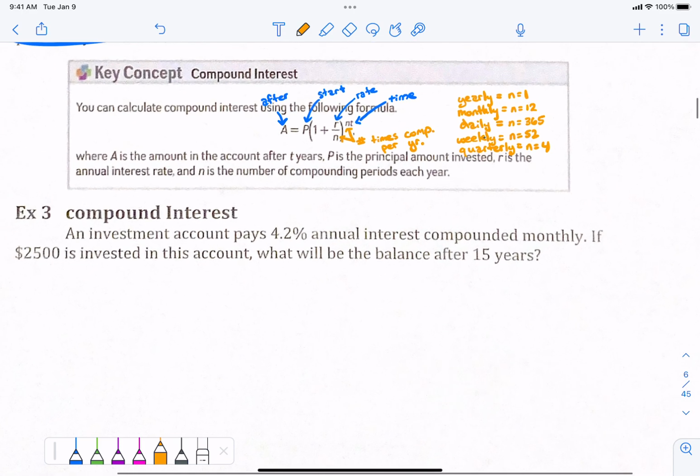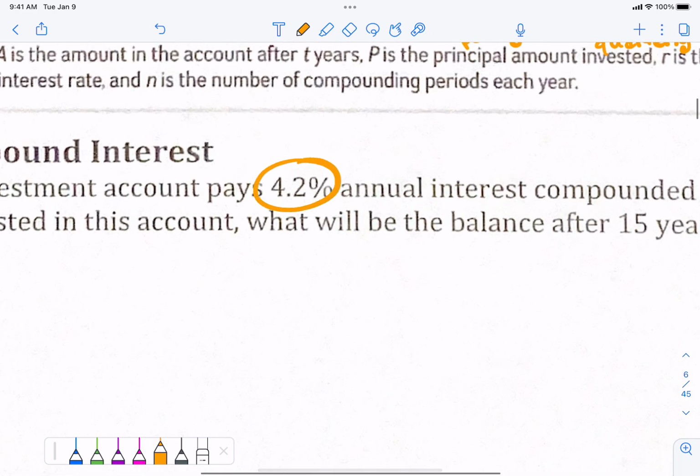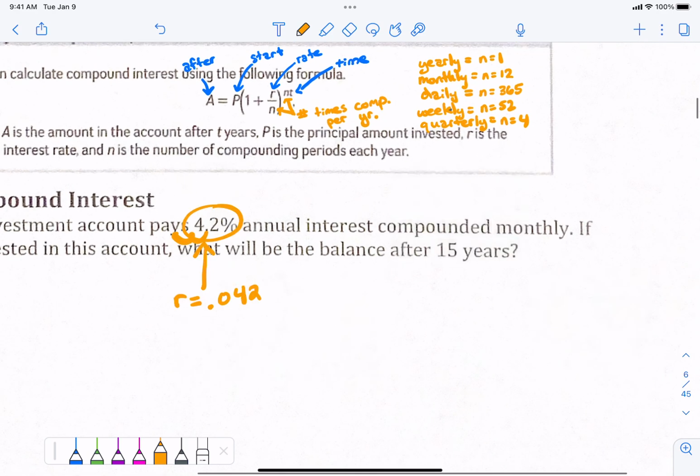All right, let's dissect this problem. Compound interest. An investment pays 4.2%. Stop. That tells me R, but R is not 4.2. R is the rate. But what number do I use? Move the decimal. 0.042. You've got to make it a decimal instead of a percent. Do we not convert between decimals and percents? Yeah? Okay. So 0.042 is the rate, and it is compounded monthly. What does that tell you? 12. N equals 12.